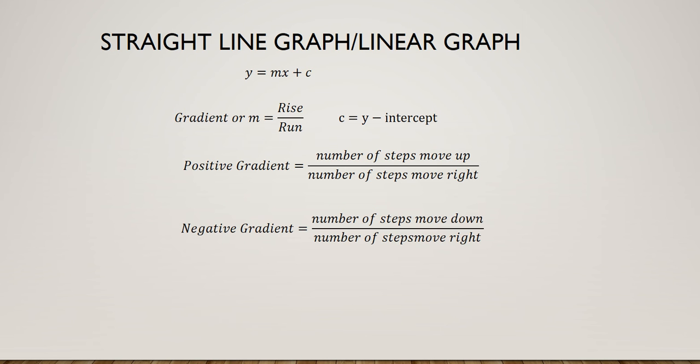So I am here with the linear graph and relating it with distance time graph. A straight line graph or linear graph has an equation y equals mx plus c, where m is the gradient and c is the y-intercept. C is the point where the line is crossing the y-axis.